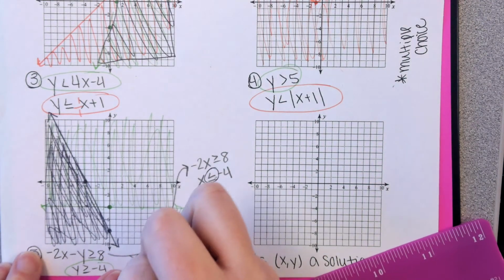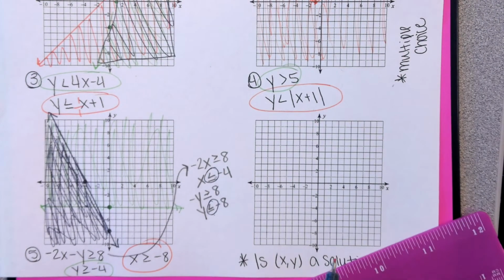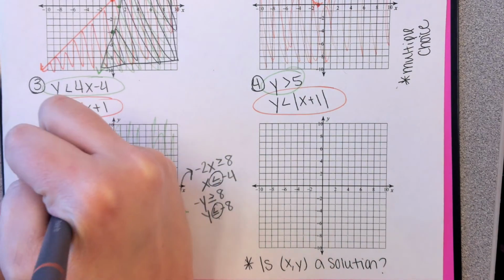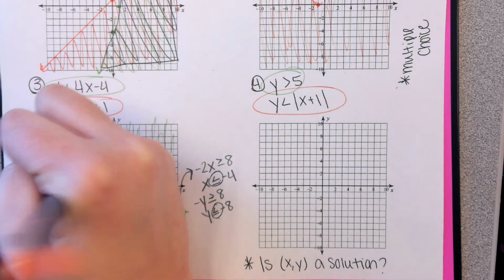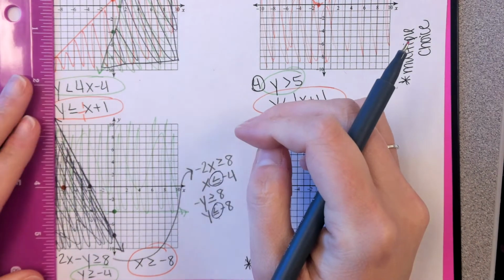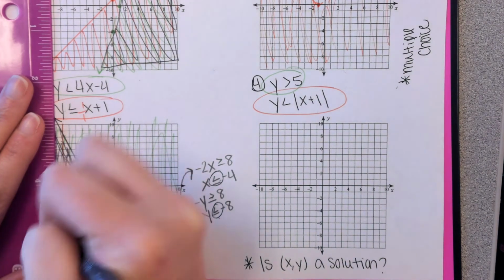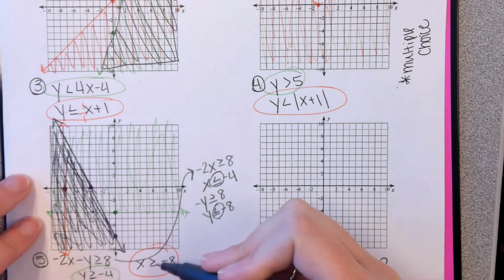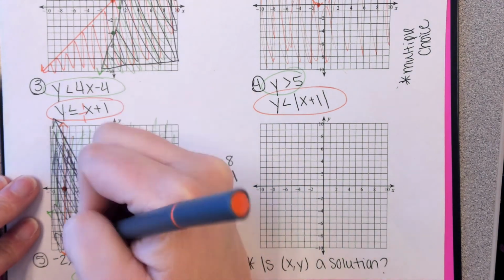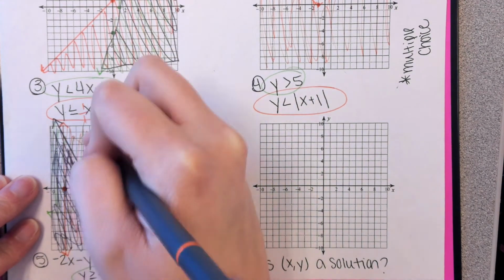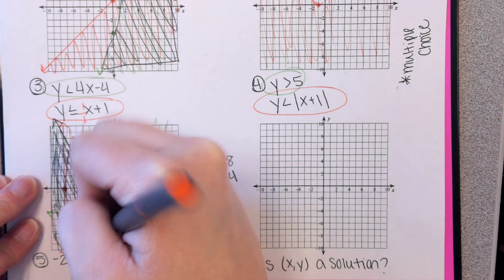Okay. And then last, I have x is greater than or equal to -8. So I'm going to go to -8 on the x. It's an equal to, so it's a solid line. And then it's greater than, so you're going to shade to the right.